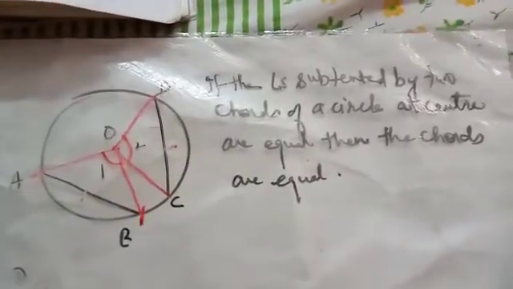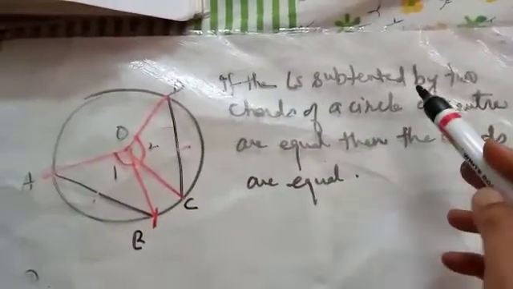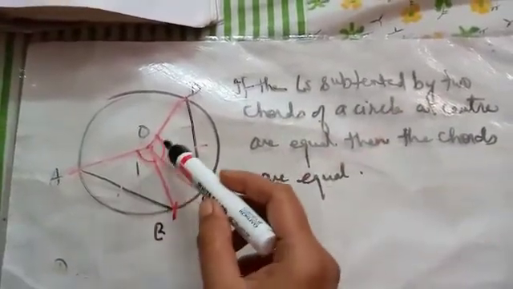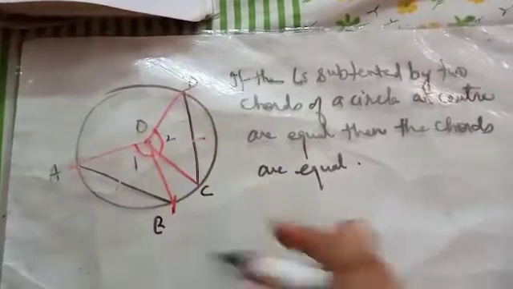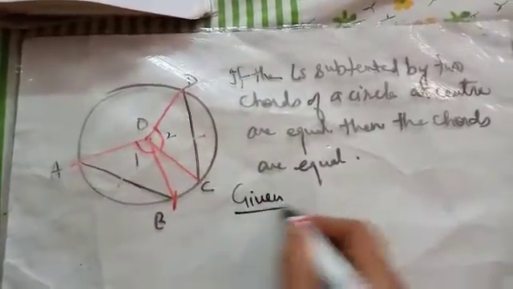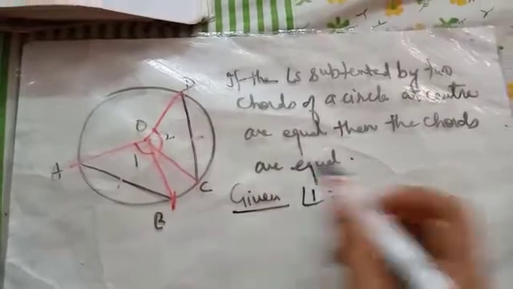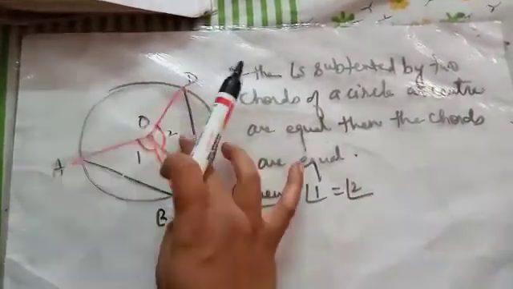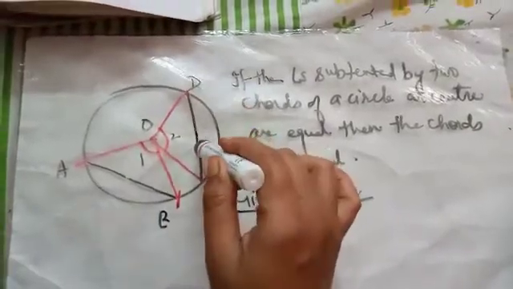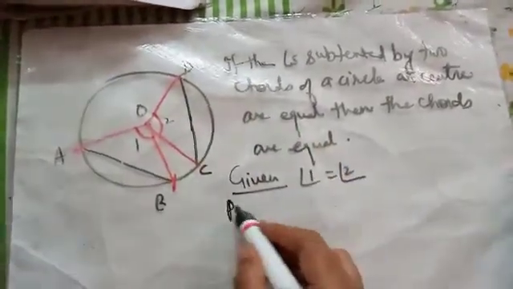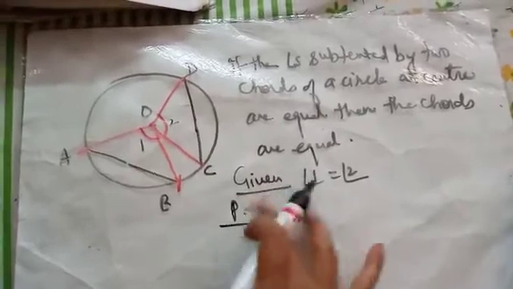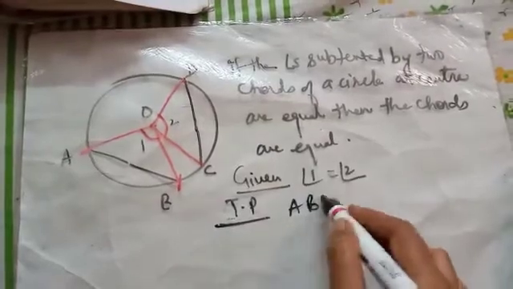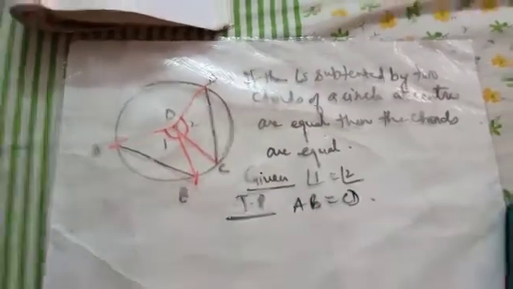Now the converse of the same theorem. If the angles subtended by two chords of a circle at the center are equal, that means if angle 1 is equal to angle 2. So what is given to us in this question? Angle 1 is equal to angle 2. Angles subtended by two chords of a circle at the center are equal. Then you need to prove, or to prove you can write, that AB is equal to CD. This is what you are supposed to prove.